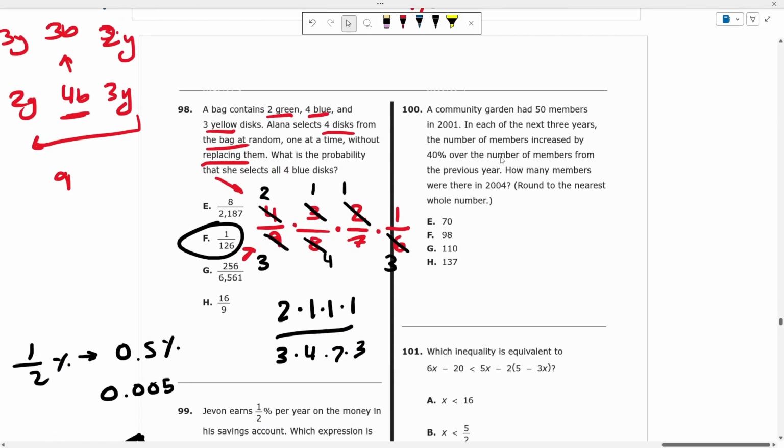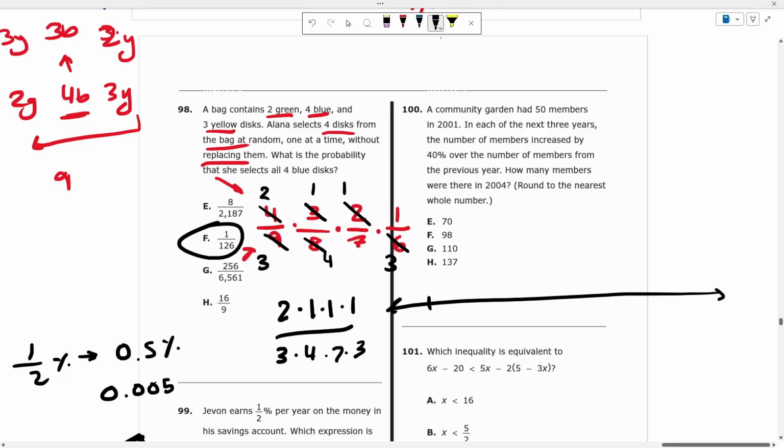That's the rule. For number 100, it says that a community garden has 50 members in 2001. In each of the next 3 years, the number of members increased by 40% over the number of members from the previous year. So how many members were there in 2004? Okay, let's go ahead and, you guessed it, sort this out with a number line or a timeline.